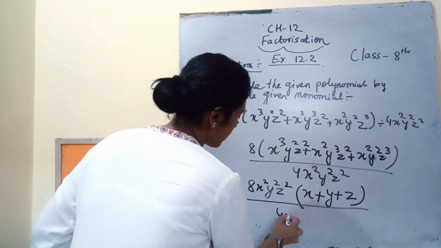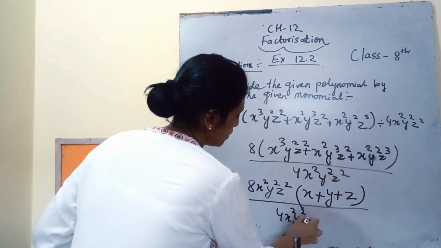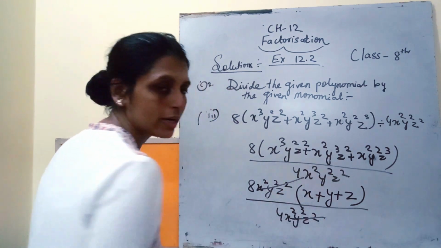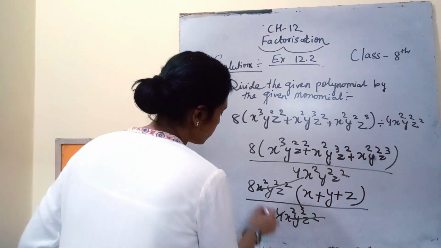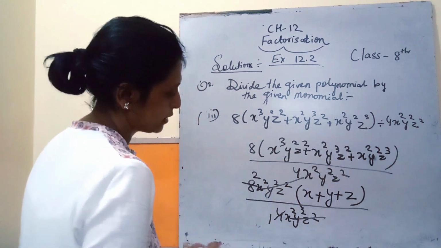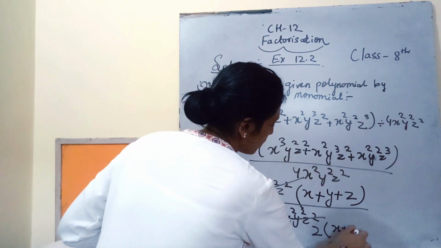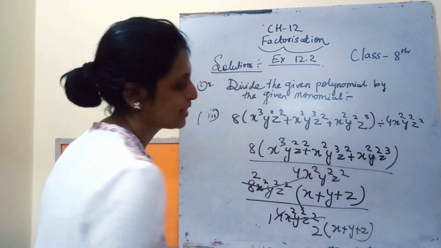Now 4x square y square z square. Now this x square y square z square will get cancelled. 4 ones are 4, 4 twos are 8. So the answer is 2x plus 5 plus z in the bracket, okay.